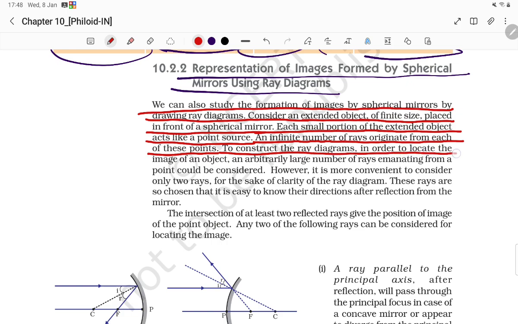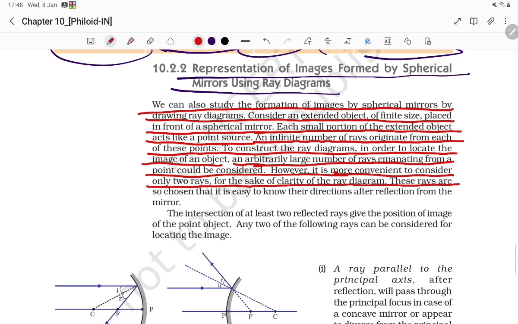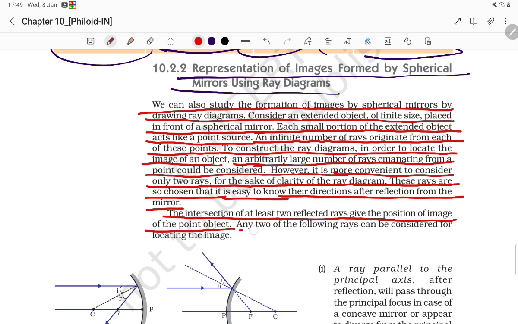To construct the ray diagram in order to locate the image of an object, an arbitrarily large number of rays emanating from a point could be considered. However, it is more convenient to consider only two rays. For the sake of clarity of the ray diagram, these rays are chosen so that it is easy to know their direction after reflection from the mirror. The intersection of at least two reflected rays gives the position of the image of the point of the object. Any two of the following rays can be considered for locating the image.